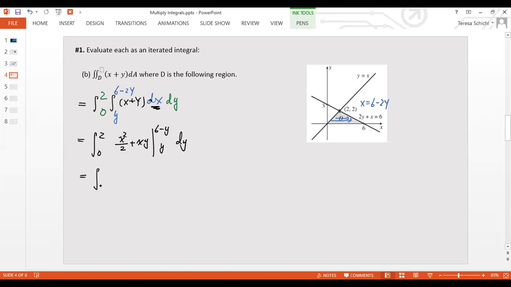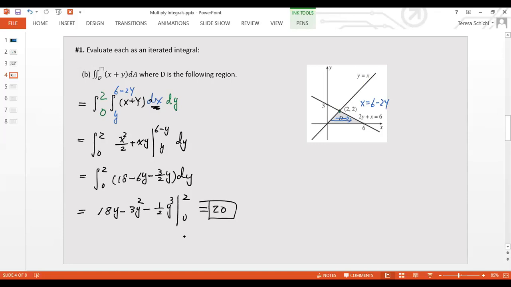Now, you substitute the upper and the lower bound and simplify it a little bit. So you will get 18 minus 6y minus 3/2 y, right? And the dy is here. Now you do one more integration. This is 18y minus 3y squared minus 1/2 y cubed. Then you have 0 to 2. So when you substitute this, you will get 20. Okay, so that's this integration here.